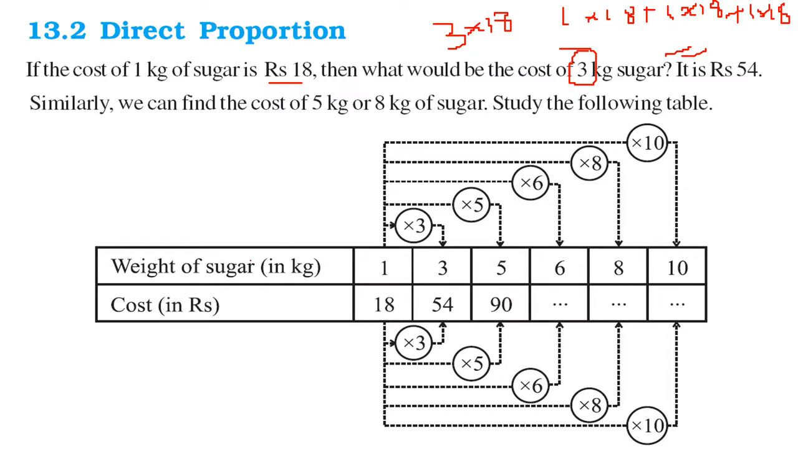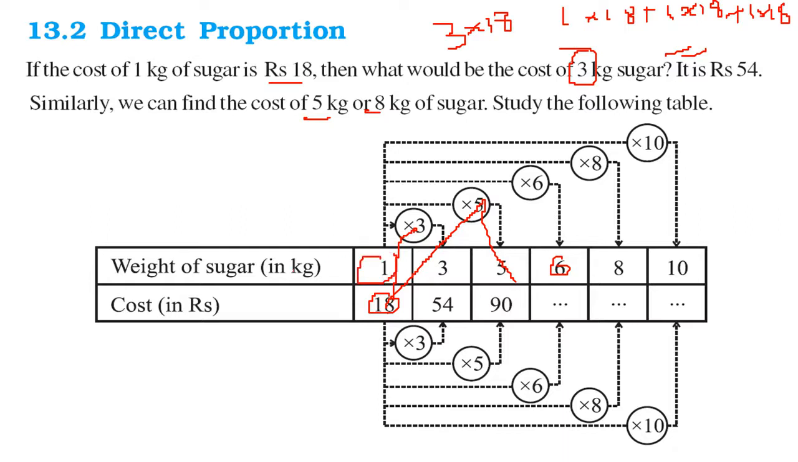So the weight of sugar and the cost vary like this. We can easily find the cost of 5 kg and 8 kg like this. When it is 1 kg, it is 18. When it is 3 kg, you just multiply 18 by 3. When it is 5 kg, you multiply 18 by 5. You get 90. Likewise, when you want it for 6, you multiply 18 by 6, because this is the unit price.